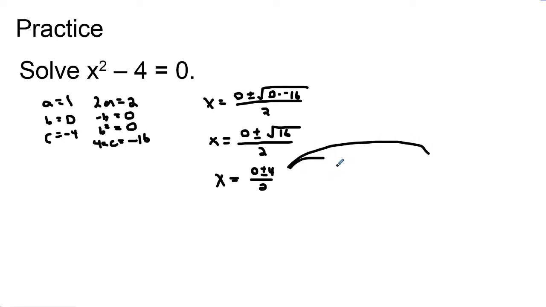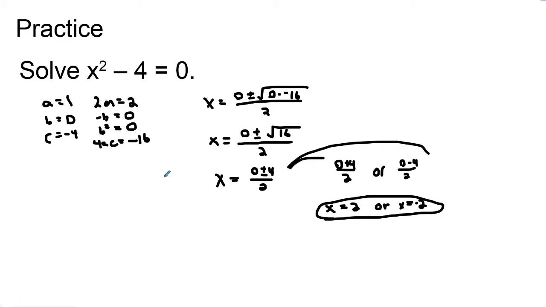So we get 0 plus 4 over 2, or 0 minus 4 over 2. So 0 plus 4 is 4, and 4 divided by 2 is 2, so x is equal to positive 2. Or 0 minus 4 is negative 4 over 2, so we would get x is equal to negative 2. So two possibilities. Just remember that you always have to do a positive and a negative version. So there are our two solutions.